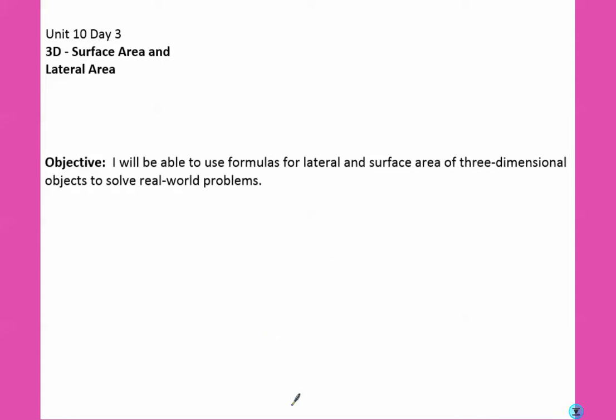All right, today we're going to be looking at 3D figures and looking at surface area and lateral area. Our objective for today is we will be able to use formulas for lateral and surface area of three-dimensional objects to solve real-world problems.